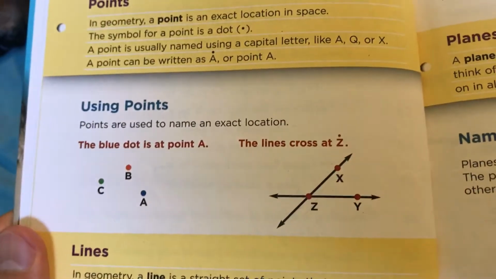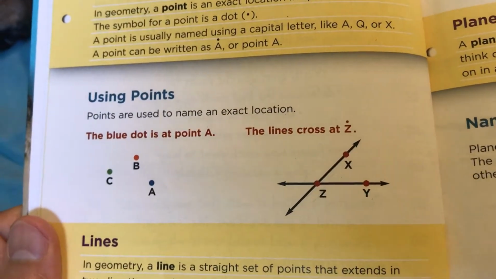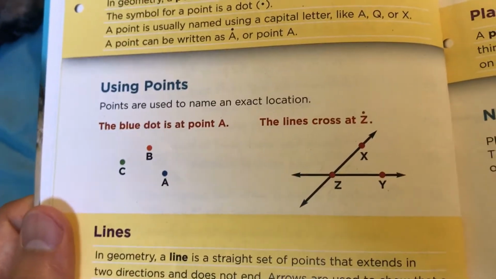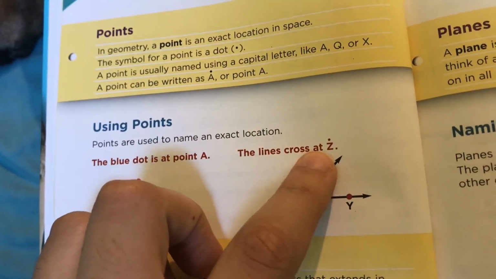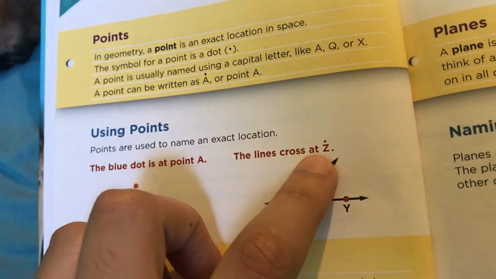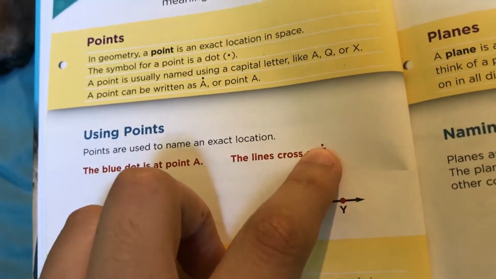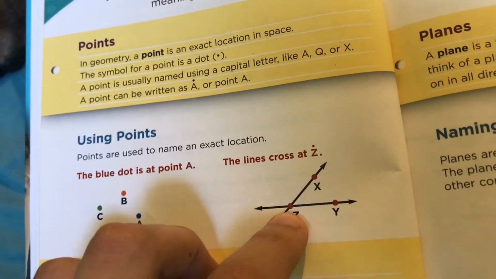Using points. Points are used to name an exact location. The blue dot is at point A. The lines cross at Z, and then the point, so point Z.